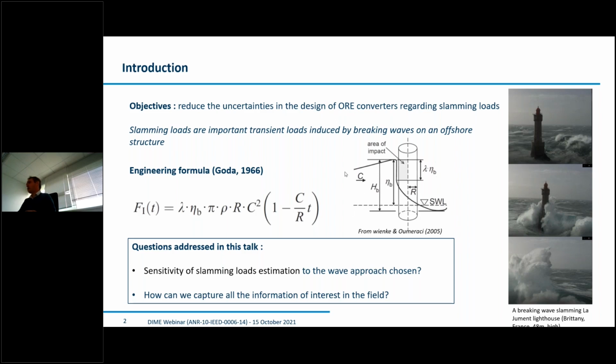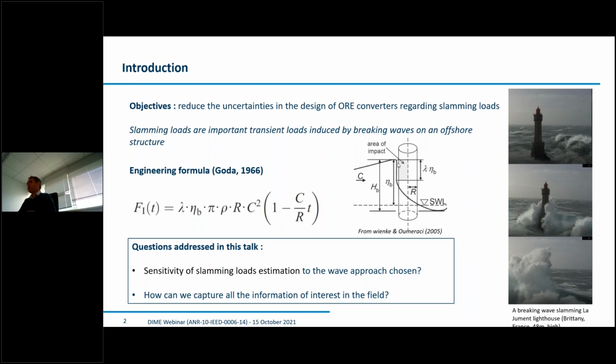And you have a sketch in the middle that shows you the parameters of interest here. So the cylinder could be the lighthouse, or it could be, for instance, a floating offshore wind turbine. The wave is represented here on the left. The parameters of interest are the height of the wave, the elevation of the crest, eta b, the speed of the crest itself, which is supposed to be the same as the fluid velocity in the part of the crest which is vertical. And the other parameter of interest is the lambda parameter, which gives you the proportion of the crest that is vertical.